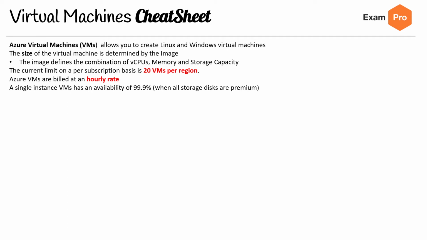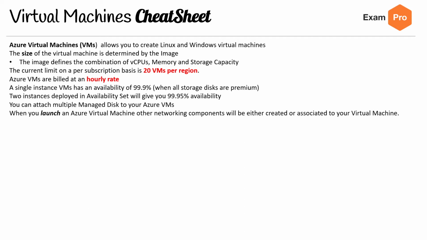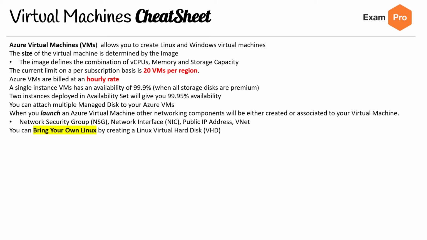A single instance VM has an availability of 99.9% when all storage disks are premium. Two instances deployed into an availability set will give you 99.95% availability. You can attach multiple managed disks to an Azure VM. When you launch an Azure virtual machine, other networking components will be either created or associated to your virtual machine, such as NSGs, interface cards, IPs, and VNet. You can bring your own Linux by creating your own virtual hard disk.